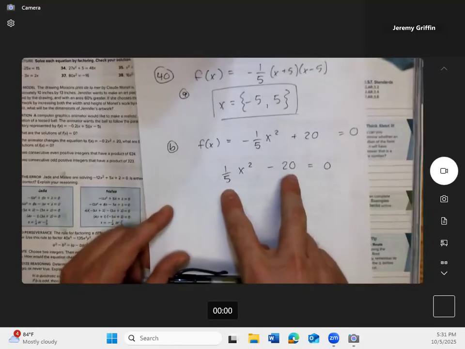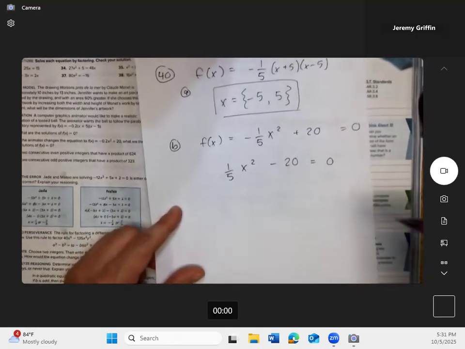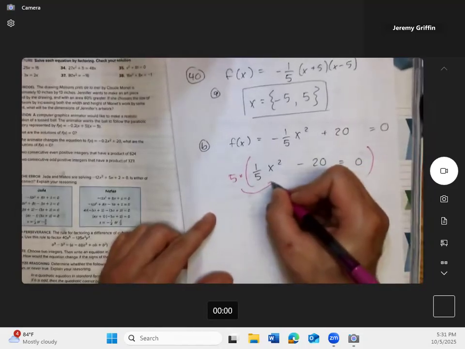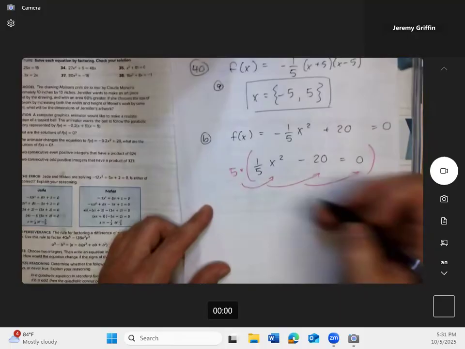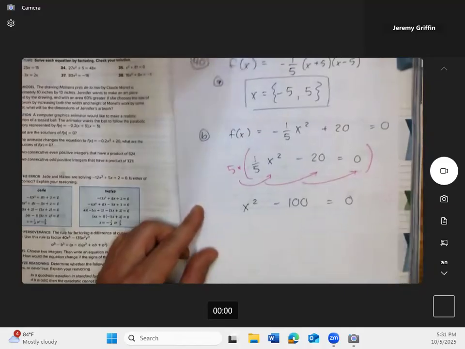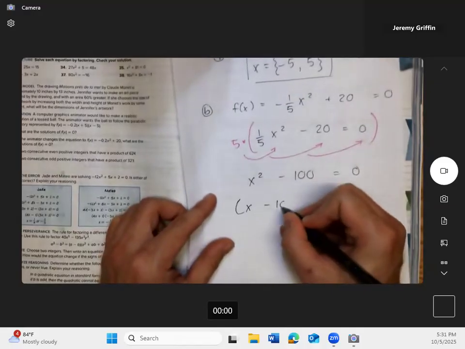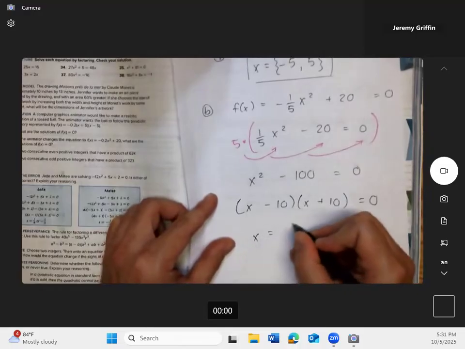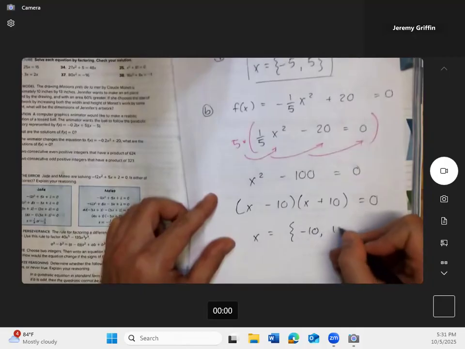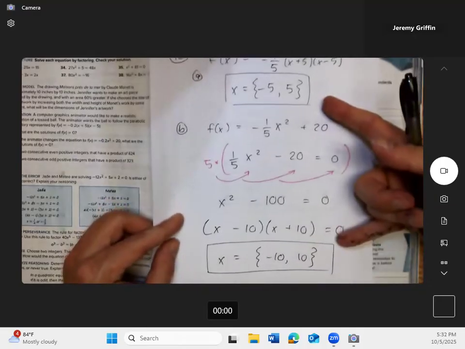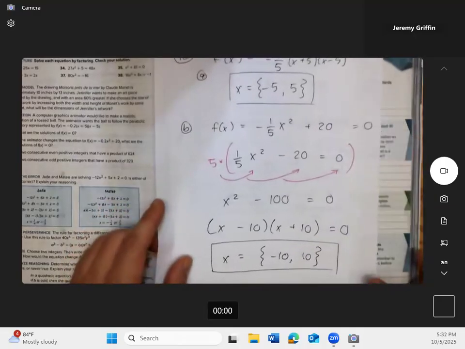I could also multiply both sides by 5. So watch this. I say 5 times everything. That's x squared minus 100 equals 0, since 0 times 5 is still 0. So I'm getting x minus 10, x plus 10 equals 0. So x could be negative 10 or 10, or if you like, plus or minus 10. All right. So that changes the trajectory a little bit, right? How the ball was thrown in your animation.